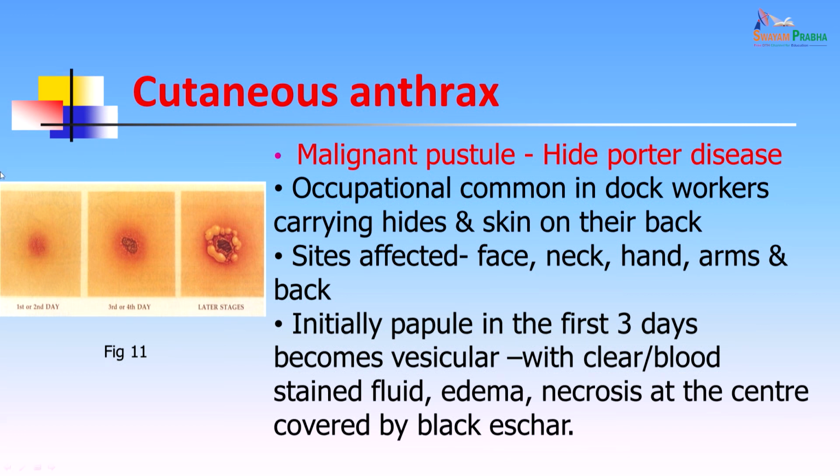It will go through these stages in cutaneous anthrax. First there will be a papule in the first 3 days, which later on becomes vesicular with clear or bloody fluid in it, edema and necrosis at the center covered by the black eschar, and then again it will break down and you will get fresh vesicles at the periphery. So, these are the stages the malignant pustule goes through as it occurs in the human body.